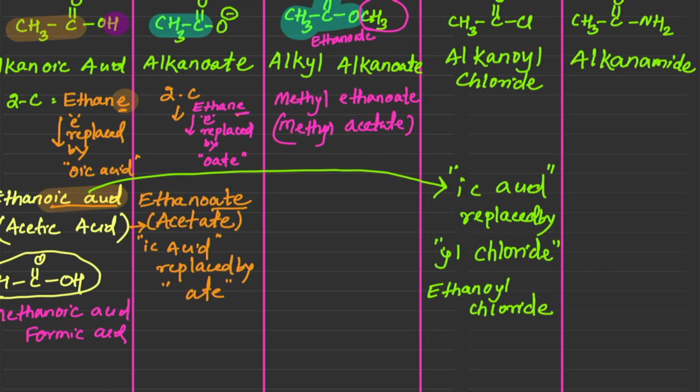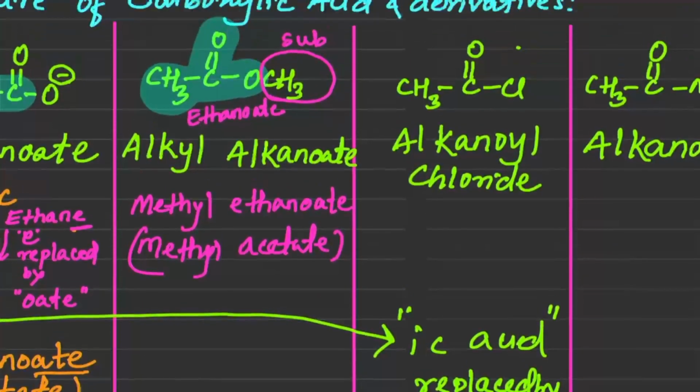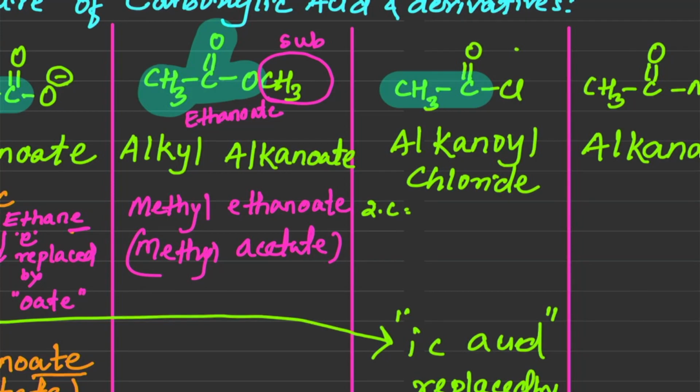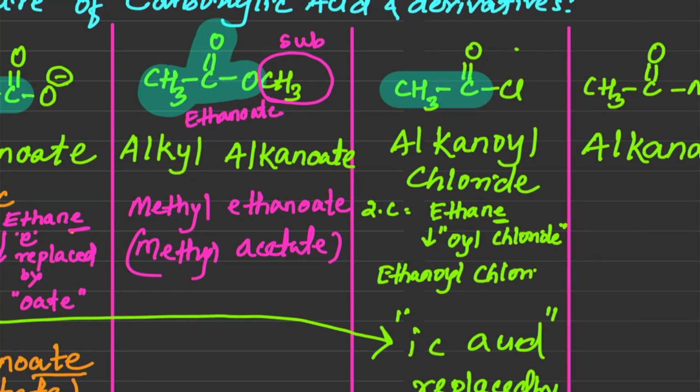So you can go that pattern, or you can go on this side as well. Look at how many carbon atoms we have. So we have 2 carbon atoms. So 2 carbon atoms is the parent chain, ethane. Then the E is replaced by oyl chloride, oyl chloride. So ethanoyl chloride. Okay, so that's how you can name it.